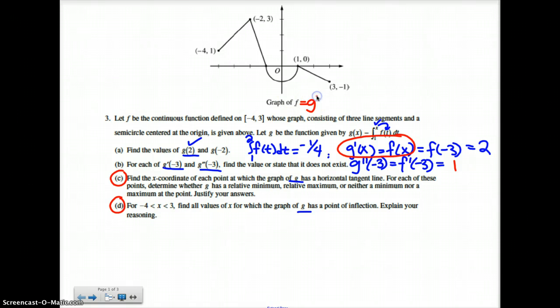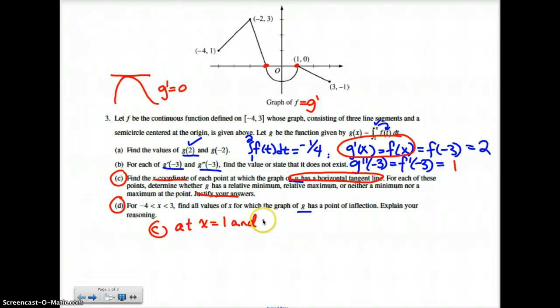G prime. It's important to note that. Now it says find the x-coordinate where G has a horizontal tangent line. Horizontal tangent lines on an original function occur where the derivative is equal to 0, or consequently where G prime is equal to 0. Where does that occur? G prime is equal to 0 right here and right here. Now you need to justify that. So for part C, you would say at x equals 1 and x equals negative 1, but you have to justify why you picked those.